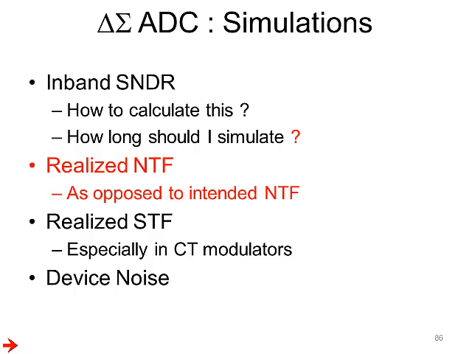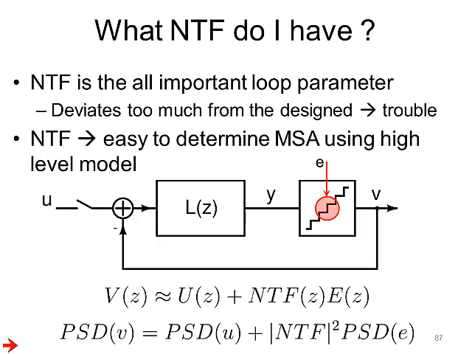The next thing is the following. I'd be very curious: okay, I've simulated my delta sigma converter, and it looks kind of okay. What noise transfer function have I actually realized as opposed to what I wanted to realize? The importance of the noise transfer function is not to be underestimated. If the noise transfer function deviates too much from the desired value, then it's basically trouble. It's entirely possible that your modulator will be unstable or is close to instability.